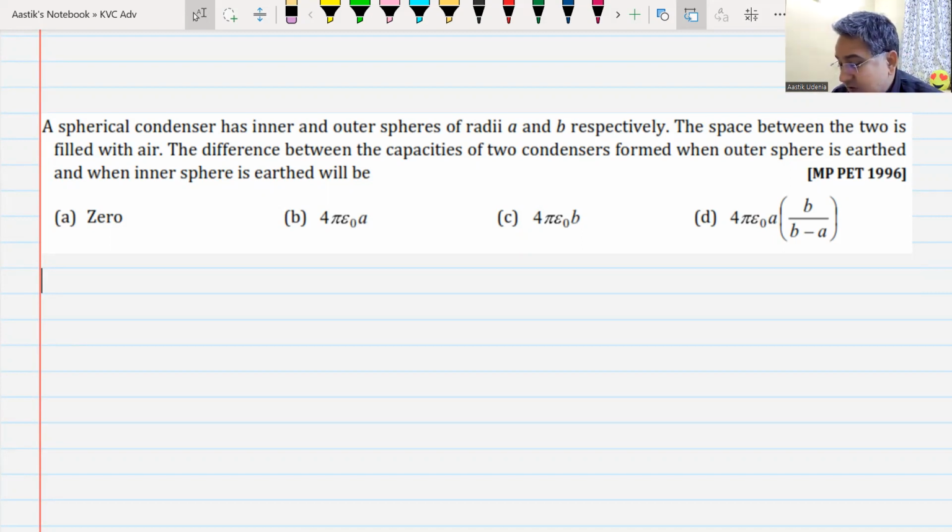In one case, the outer sphere is earthed. In the second case, the inner sphere is earthed. You have to find out the difference in capacitance between the two cases. I'll give you a minute to give me the answer.